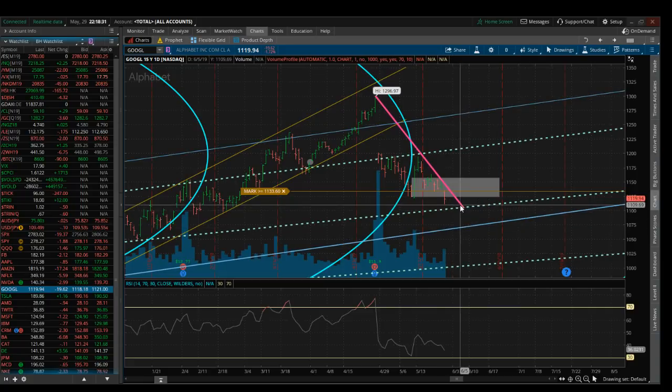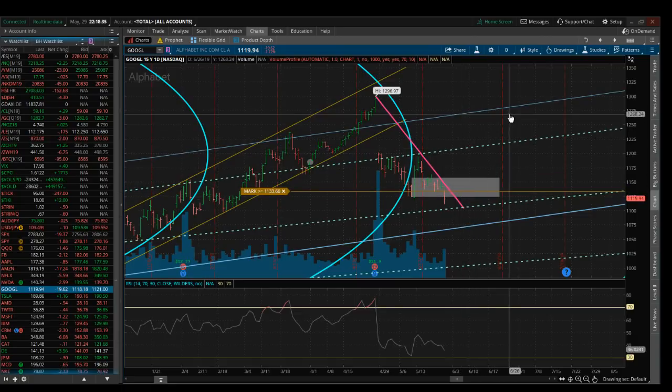If it can hold all these levels, then eventually we're going to get a breakout, and this thing is going to be the ultimate swing long, because it's Google, and eventually it's going to at least start working on this gap, right? So that's going to be sweet. We'll just keep an eye on it and try to catch it. Very, very good.